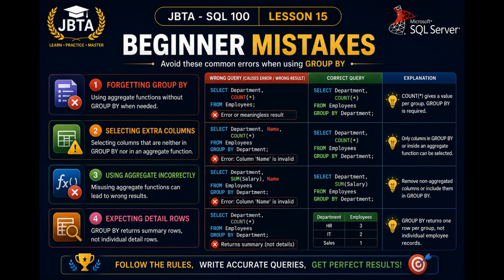Some beginners also expect Group BY to sort the results automatically. This is not true. Group BY only creates groups. If you want the results in a specific order, you should use the order by clause. Another mistake is misunderstanding the purpose of Group BY. It is designed to summarize data, not to display every individual record.